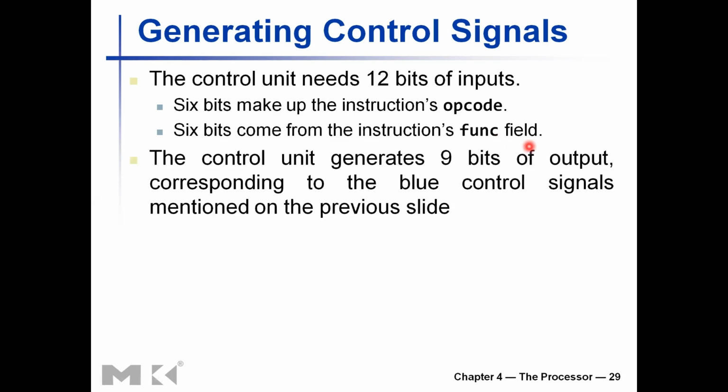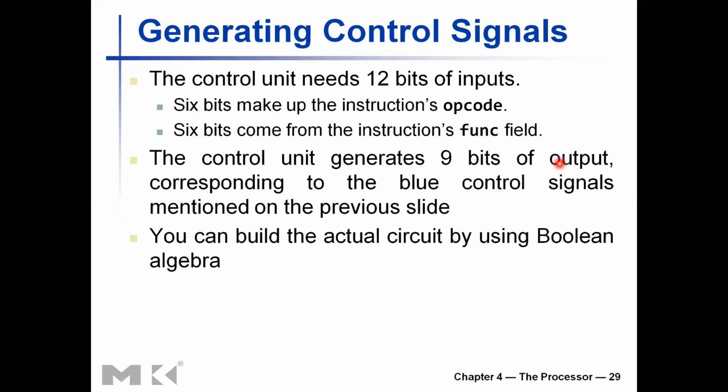Then using those inputs, the combinational circuitry inside the control unit generates 9 bits of output altogether, 8 control signals. One of those is a 2-bit signal, so 9 bits altogether, corresponding to the blue signals that we saw in the previous diagram. Then, like I told you in the previous class, this is a combinational circuit which has 12 bits of inputs altogether and 9 bits of output.